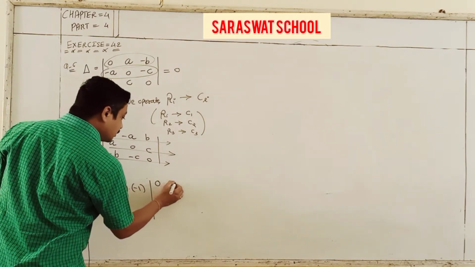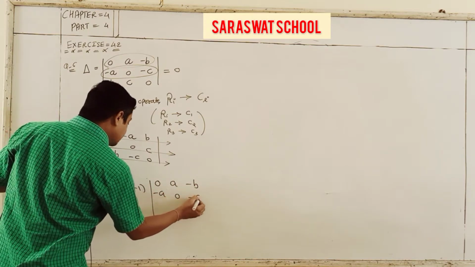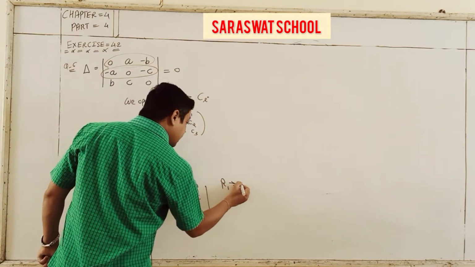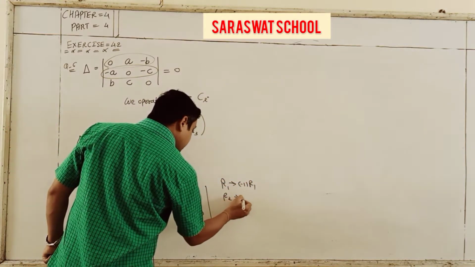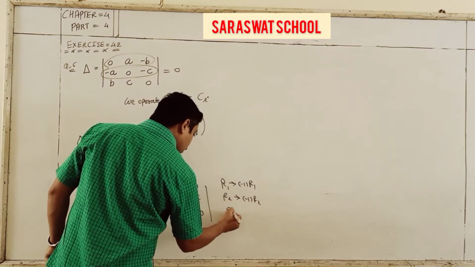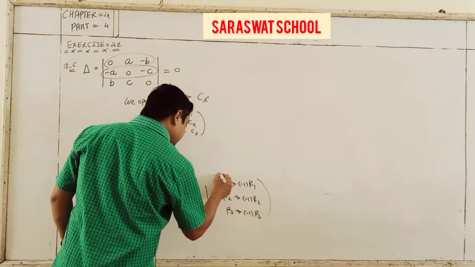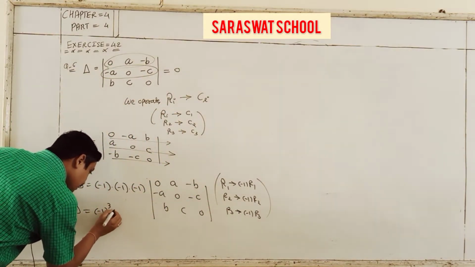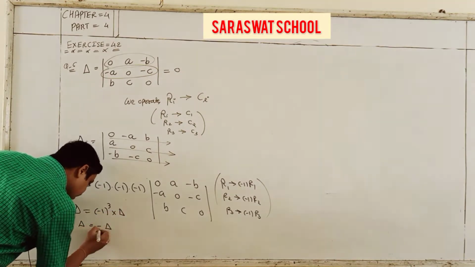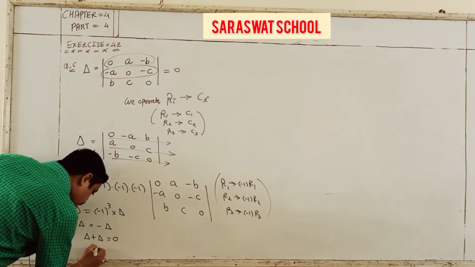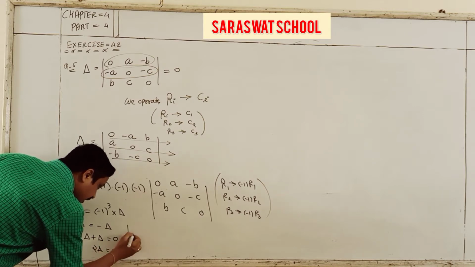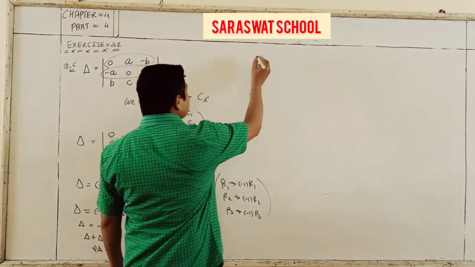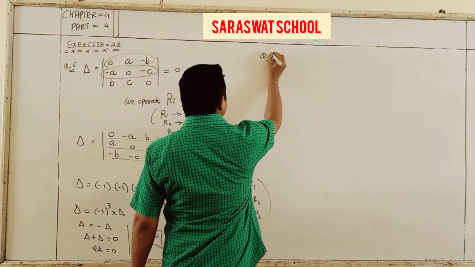Here the remaining are 0, a, b, minus a, 0, c, minus b, minus c, 0, and note that the first row is multiplied by minus 1, the second row multiplied by minus 1, and the third row multiplied by minus 1. You will check this is your original del, and that is minus 1 cube into del. In short, del is equal to minus del. So del plus del, 2 del. In short, del is equal to 0. Without any expanding, I just proved it here in a very simple and easy way.